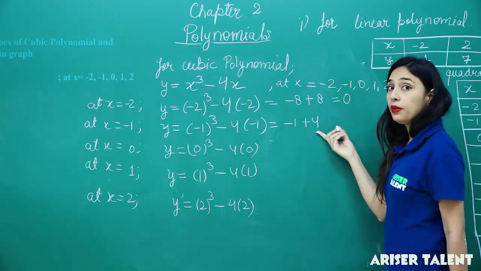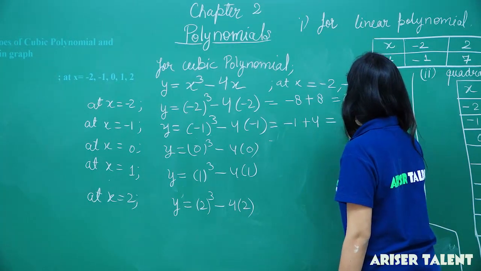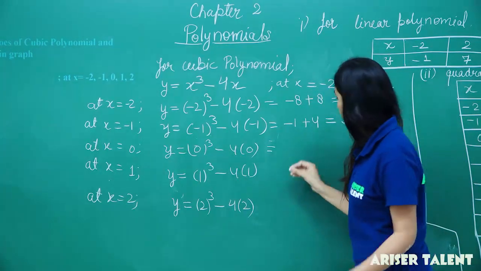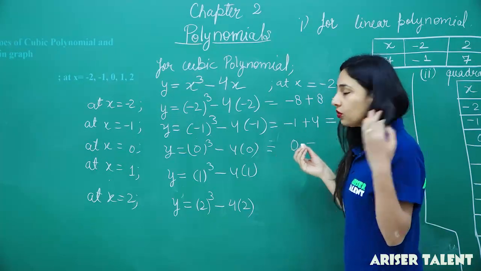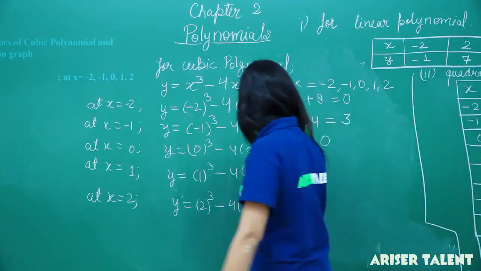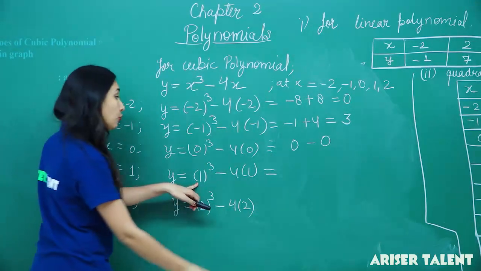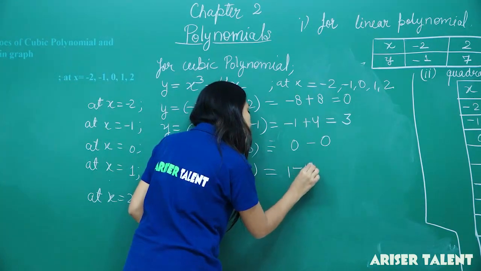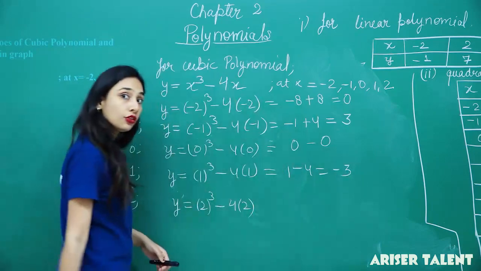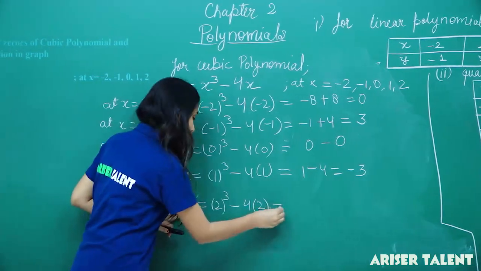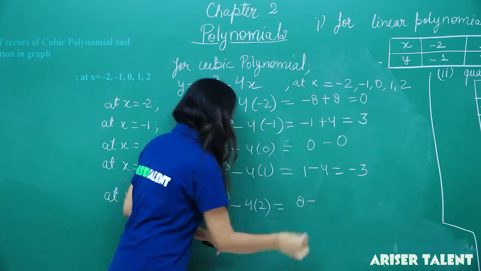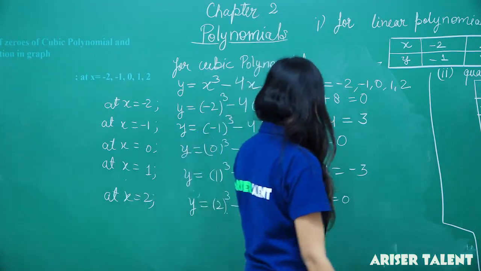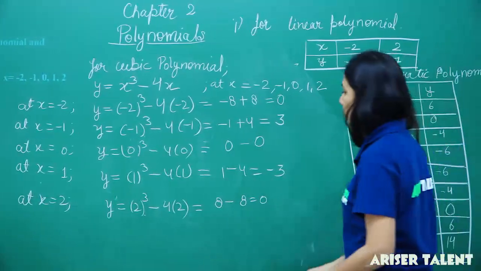Okay. Now that will become minus 1, and minus minus is plus. So minus 1 plus 4, this is what? 3. Now 0 cube is 0. 4 multiplied by 0 is 0. Very interesting number, right? Now 1 cube is 1 and minus 4 multiplied by 1 is minus 4. So we'll get minus 3. Now we'll get 8 here and again here. So 0, we are having so many zeros here, right?